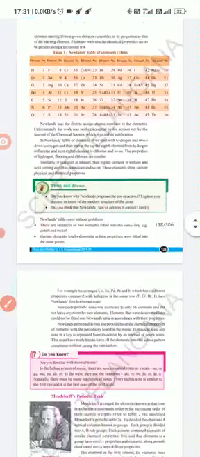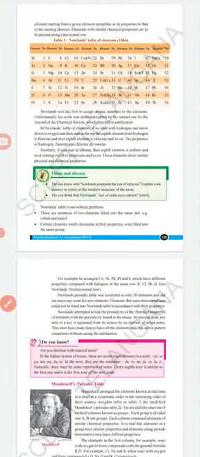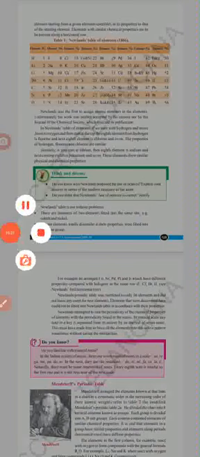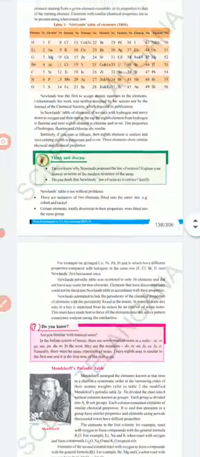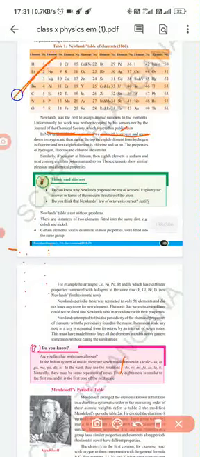Next, Newlands' periodic table was restricted to only 56 elements and did not leave any room for new elements. As we see in this Newlands' law of octaves, this table of Newlands explained only 56 elements, and he did not leave any space or slot for other unknown, new elements.